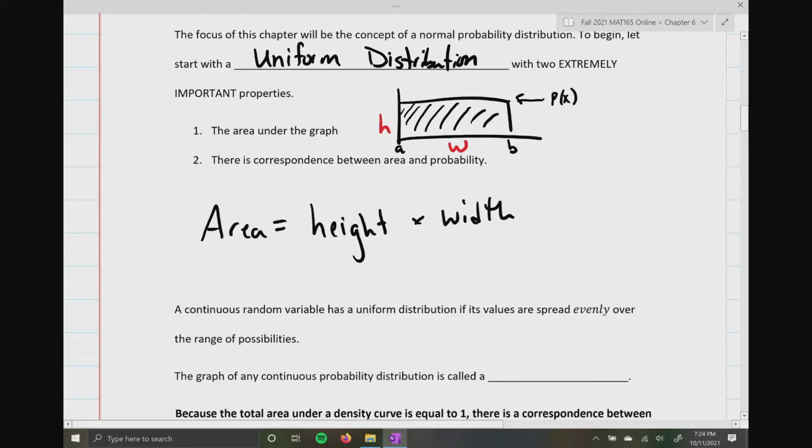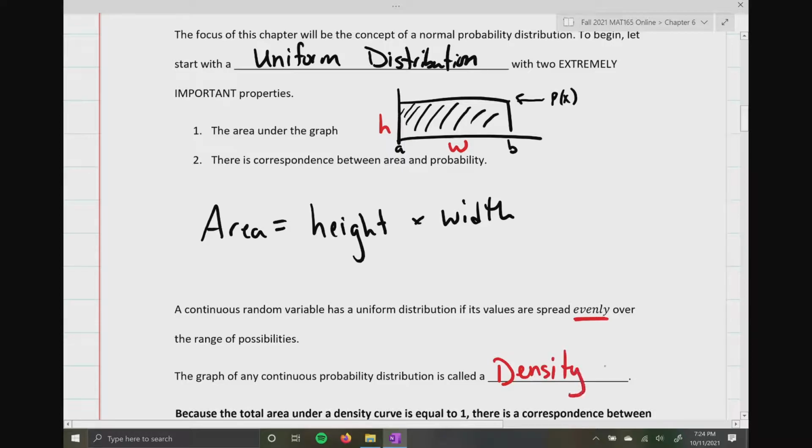And a continuous random variable has a uniform distribution if its values are spread, keyword, evenly over the range of possibilities. The graph of any continuous probability is called a density curve.